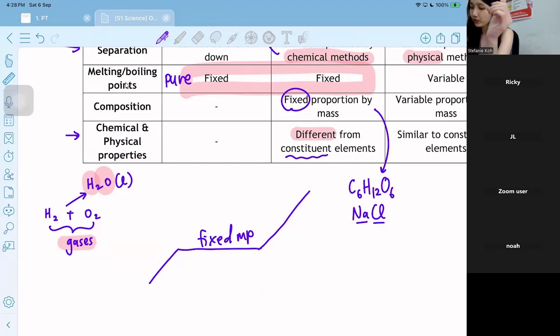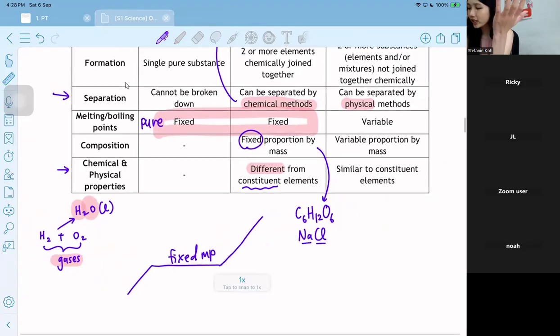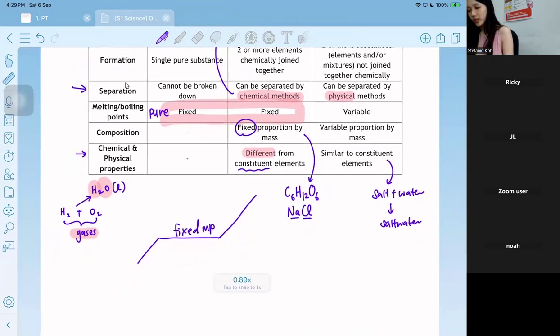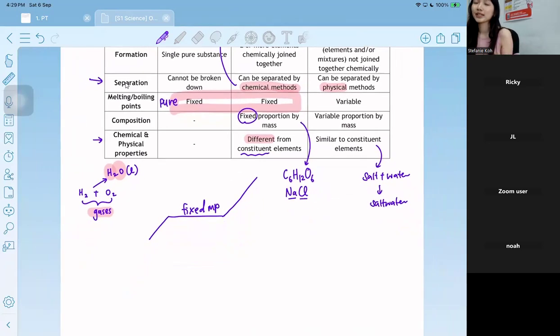Whereas for your Milo and your water, or let's say salt and water, you know that salt is salty, and then water is just water. When you mix it together, does the salt become something else? No. So your salt plus water, right? At the end of the day, you get salt water. It is still the same property as what it's made up of. So you don't make anything new, basically.